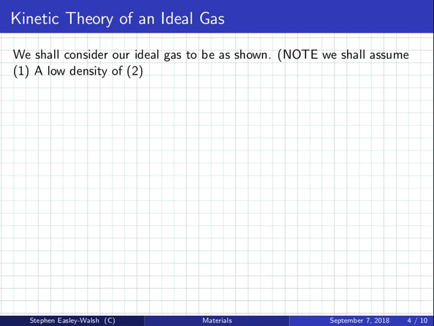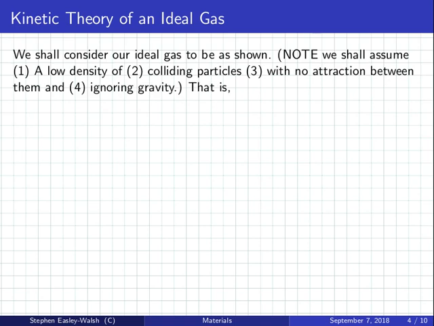Number 2, colliding particles. We imagine the gas as little particles that collide. Number 3, there's no attraction between the particles. For example, it's not like some particles are positively charged and some negative, or there's some kind of force pulling them together. They're just bouncing around. And 4, we ignore gravity in the gas.